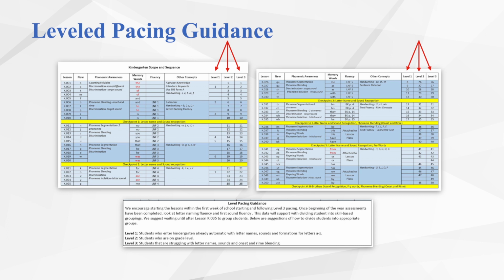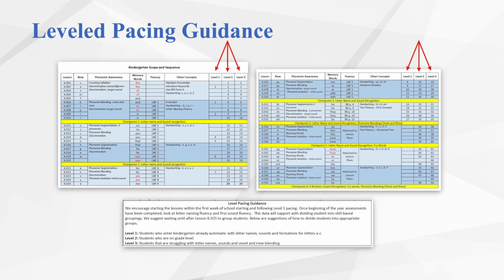If you are teaching whole class OG, we recommend that you start on Level 3 pacing. Students come into kindergarten with different skill sets, and Level 3 is the most supportive for all students. Level 2 and Level 3 start off the same until word families are introduced. Then Level 2 skips some lessons.